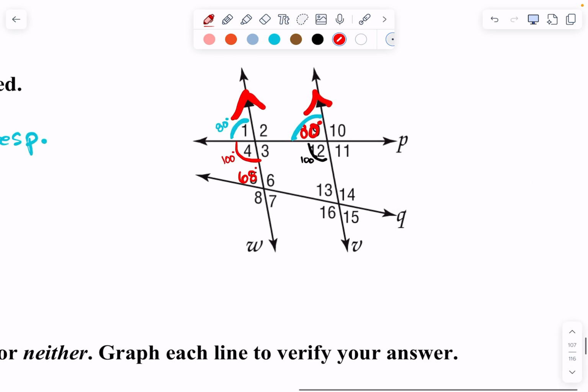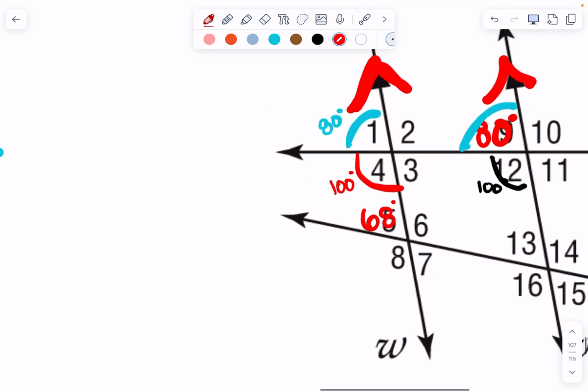Angle 3 is 68 because it's all interior. Okay, hold on. Angle 3. 68, all interior. No. Angle 3. 80. I'm going to use your example. Can I use your example, Colton? Okay, Colton says angle 3 is 68 because these are alternate interior angles, right?